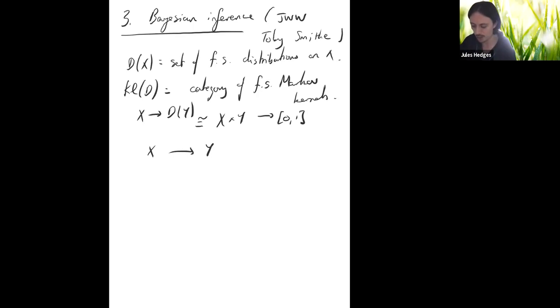So if I have a Y dependent on X and a Z dependent on Y, I can associatively compose these conditional distributions. Okay.